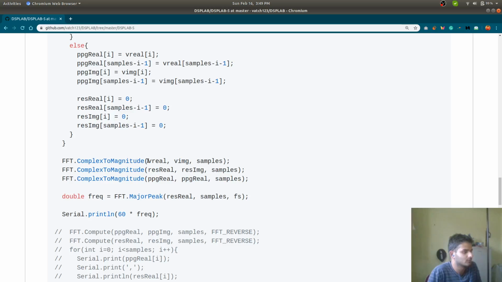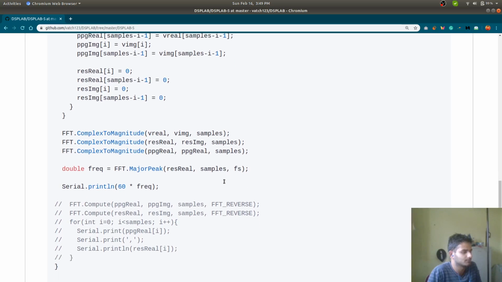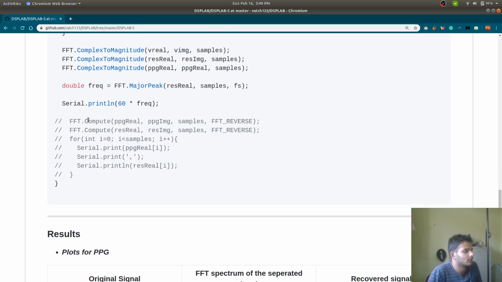So FFT dot complex to magnitude, V real, V imaginary samples, respiratory real, respiratory imaginary. FFT dot complex dot magnitude, PPG real, PPG imaginary, PPG dot sample. Now if we want to calculate the frequency, we need the peak, the frequency at which the respiratory spectrum is at peak. We can do this by FFT dot major peak, res real, number of samples. This will give us the frequency at which the maximum occurs in the respiratory signal spectrum.